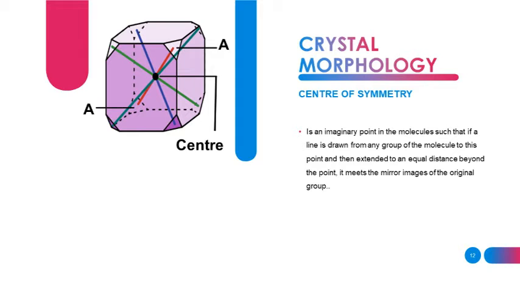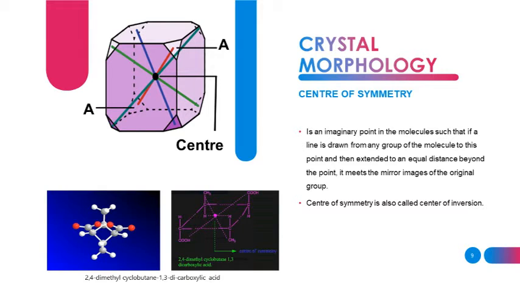A center of symmetry is an imaginary point in the molecule such that if a line is drawn from any group of the molecule to this point and then extended to an equal distance beyond the point, it meets the mirror images of the original group. Center of symmetry is also called the center of inversion. Also, a center of symmetry is equivalent to a single fold of rotoinversion. I use dimethylcyclobutane dicarboxylic acid as an example because it explains how a center of symmetry is formed and occurs in a system.